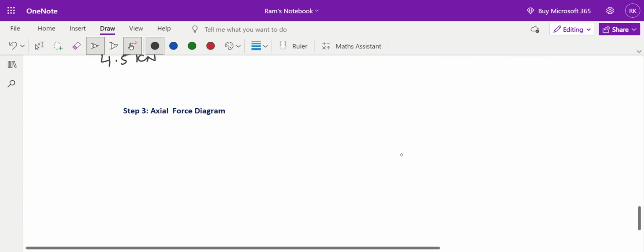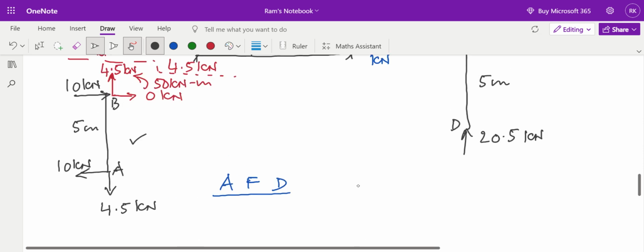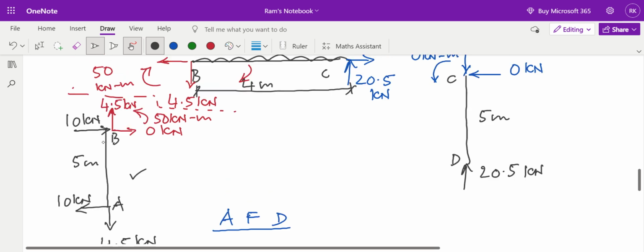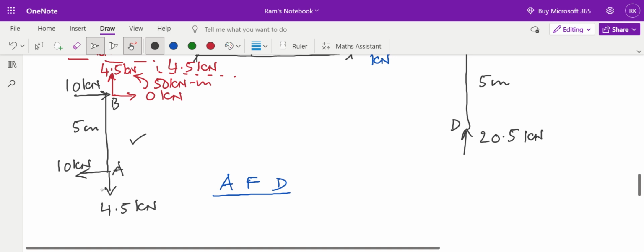I am plotting AB, BC, and CD, and I am looking at the axial force diagram. What are the axial forces in the members AB, BC, and CD? Now look at the axial force. This is 4.5 kilonewton. It is creating tension in the member AB. This 4.5 kilonewton upwards, this 4.5 kilonewton downwards. Axial force is the force which is acting parallel to the axis of the member. Let me correct it, this is FBD, the free body diagram. Okay, now we are drawing the axial force diagram.